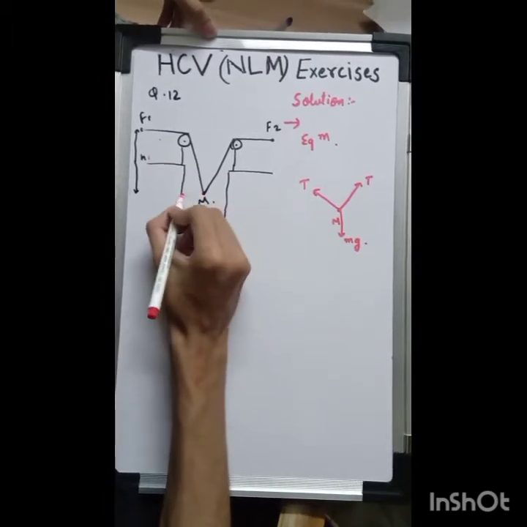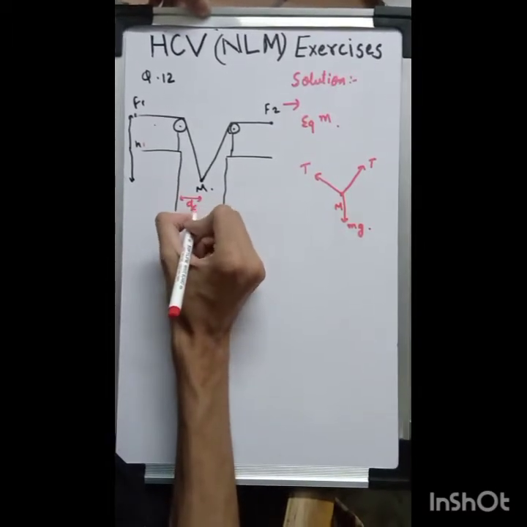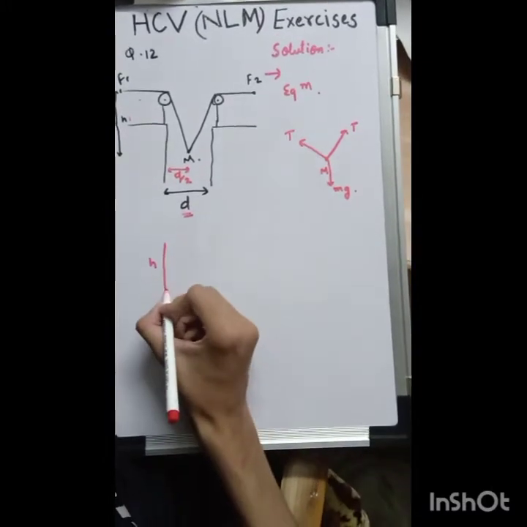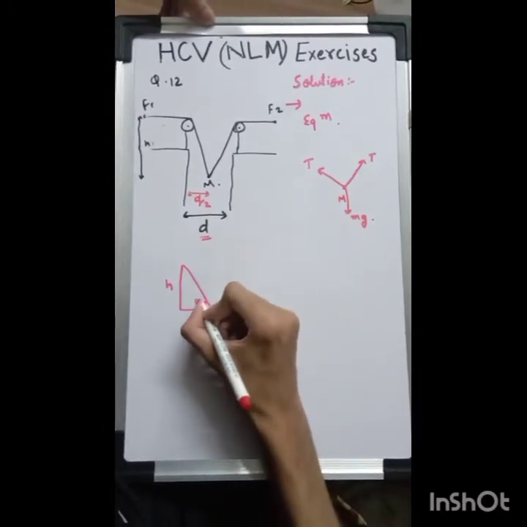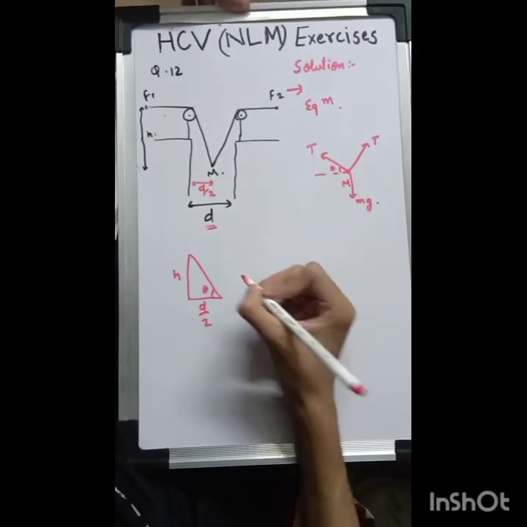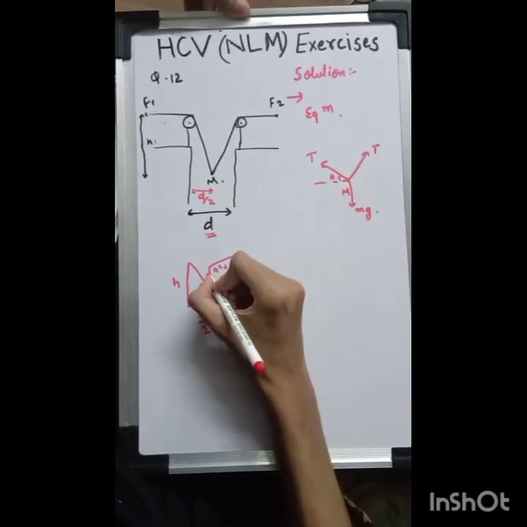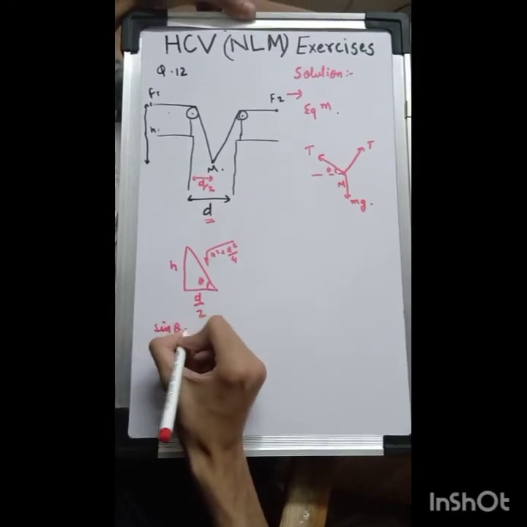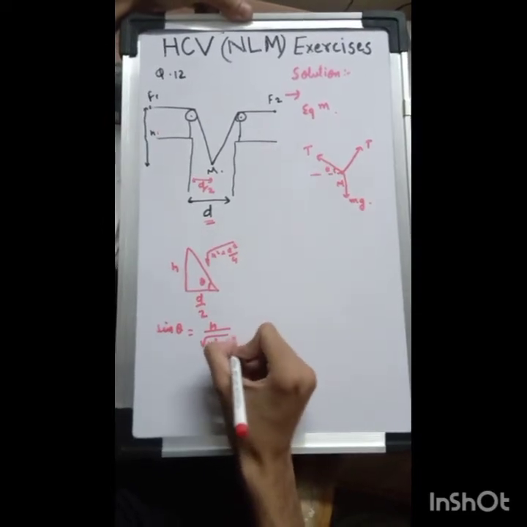So we will try to make out the angles. The distance from m to this wall would be d by 2 as it is symmetric. So we can make a triangle properly out of here. This is height h, this is distance d by 2, and we can assume this angle to be theta. We know Pythagoras theorem very well, so this side would be root of h square plus d square by 4, and sine theta would be h divided by under root of h square plus d square by 4.